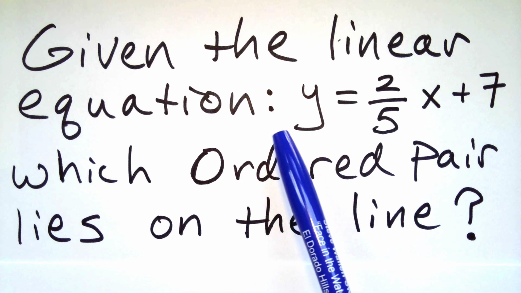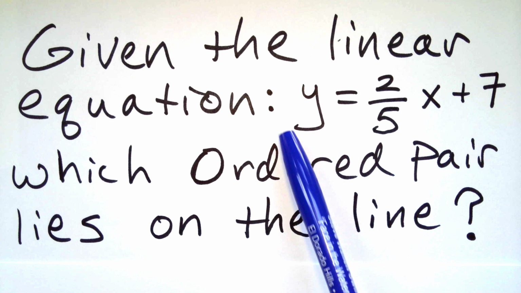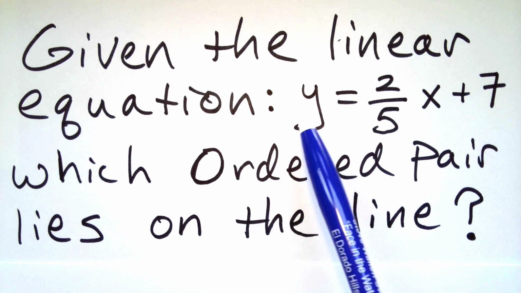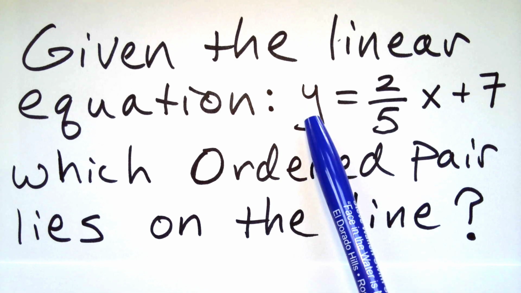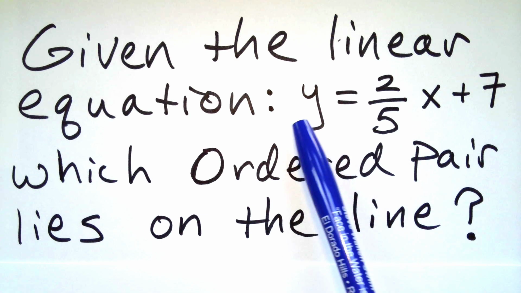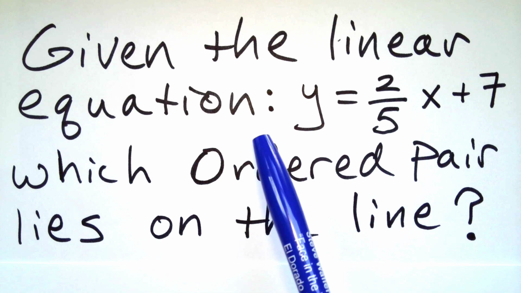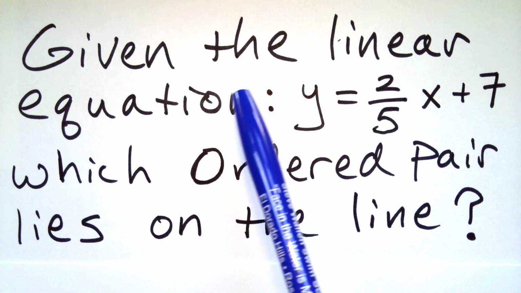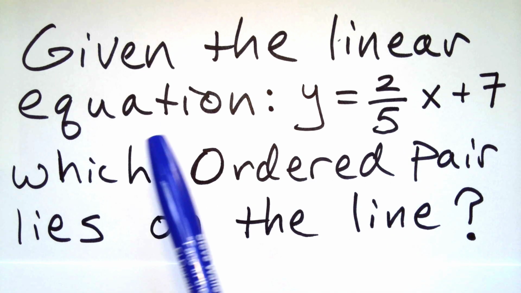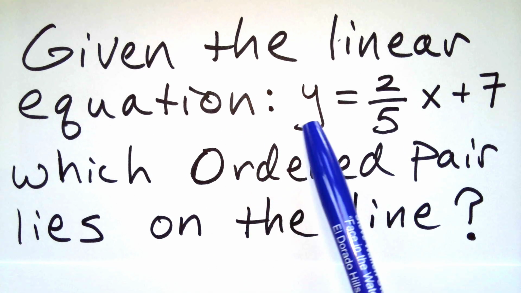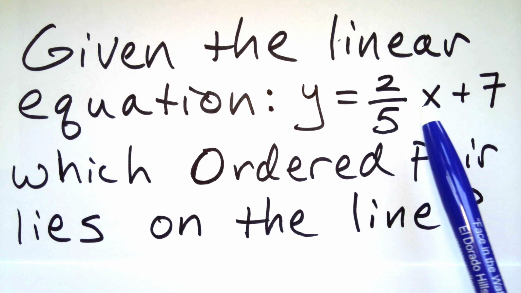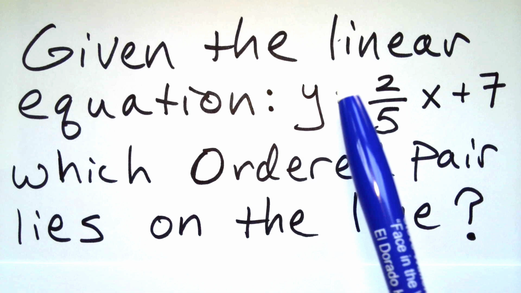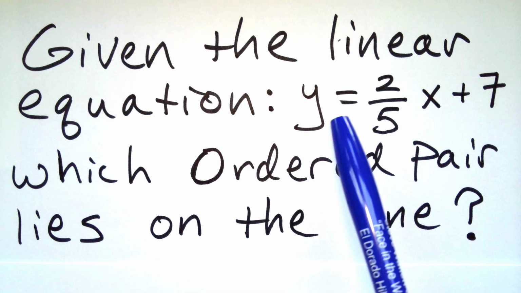It's a function, right? And so you see the y here? You can interchange y with f of x. So it could be f of x equals, or it could be y equals. Both mean the same thing, right? So if you were to graph a linear equation, you're graphing a straight line. Y equals 2/5 times x plus 7 is the equation of a graphed straight line.